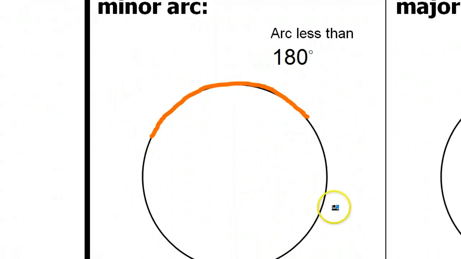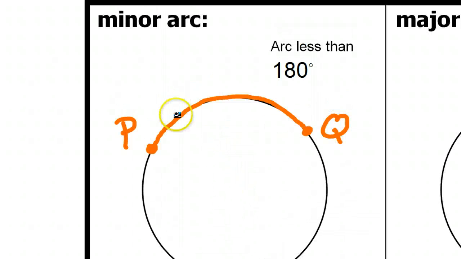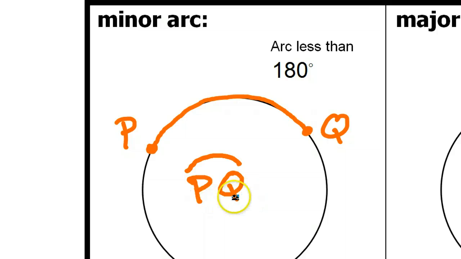Oh, by the way, let's talk about labeling. So let's say this arc begins and ends here. Say this is point P and point Q. We could call this arc PQ by putting PQ with an arc symbol over the top. So this would be arc PQ, and it is a minor arc.